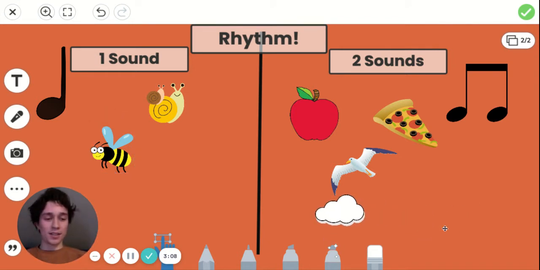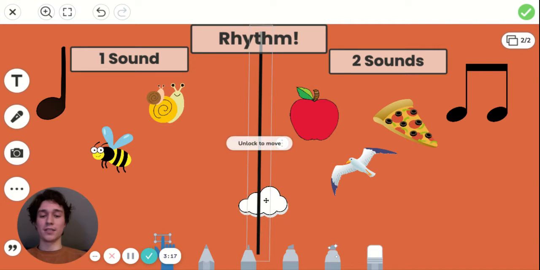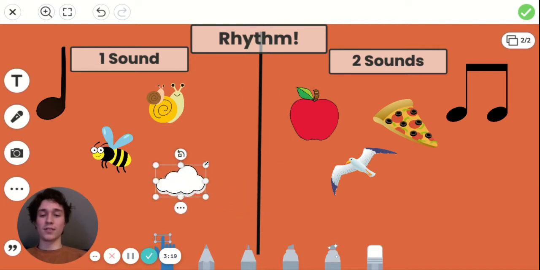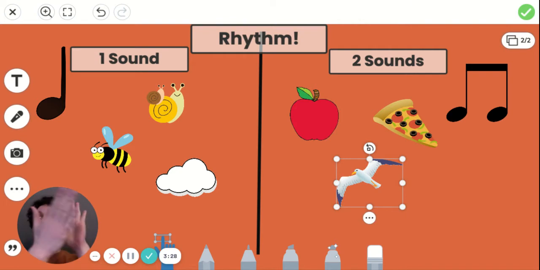And one more, cloud. Does cloud have two sounds or one? Let's see. Clap it out. Cloud. One sound. So that's a ta sound. Going with the quarter note sounds. So we have snail, bee, ta, cloud, ta. Our two sound ones we have apple, ti-ti, pizza, ti-ti, seagull, ti-ti. All right, so we have our tas and our ti-tis. Let's try and make a pattern.